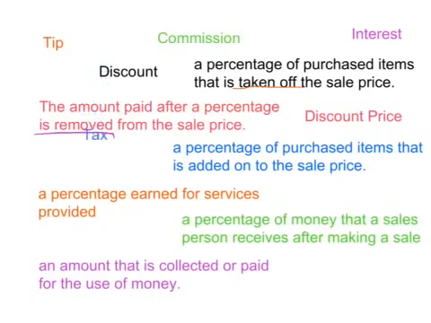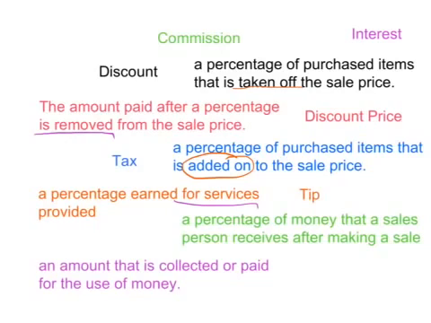The next vocabulary term, tax, which is a percentage of purchased items that is added on to the sale price. Keywords here, added on. So unlike discount, sales tax is going to be something that you add on to the sale price. Next, tip. This is a percentage earned for services provided. A lot of times you may hear of a waiter or waitress receiving a tip. Sometimes hairdressers or barbers also receive a tip. Any occupation that involves providing a service is one that works for tips.